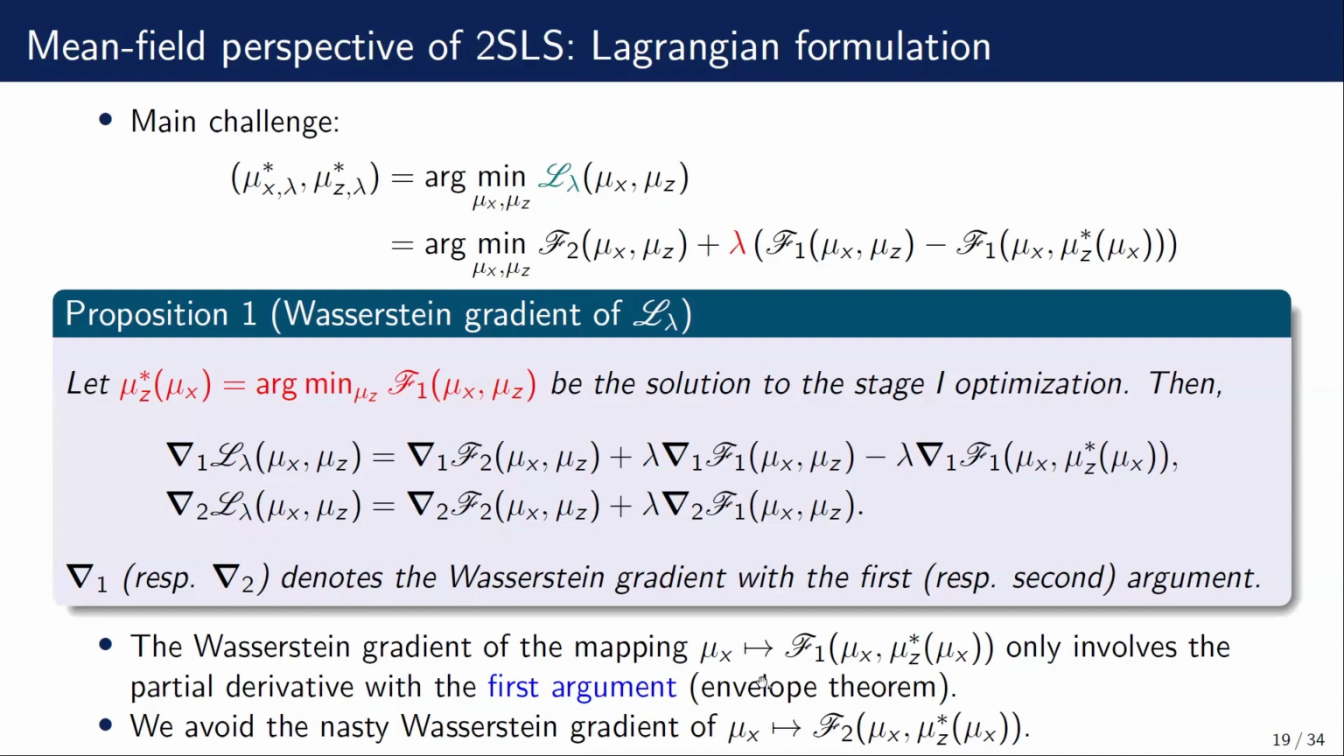The trick here is that because mu z star of mu x is defined as the optimum of F1, if you take the gradient of this mapping by the chain rule, the second term is just 0, because it's already at the optimum. This is what people call the envelope theorem. So when you take the gradient of this mapping, you only need to take the gradient with respect to the first argument, and you don't need to involve the gradient with respect to the second argument. So that's how, with this Lagrangian formulation, we get rid of the nasty nested mapping.